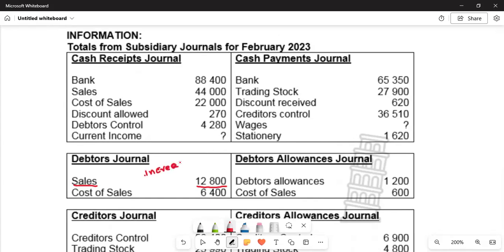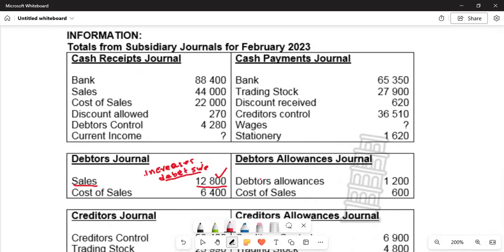It's going to increase what? Debit side. Like we have said, debit side increases about what they owe us. So they owe the business this much because they were sold goods on credit by 12,800. It means you're going to record it under debtors control on the debit side. Take note of that. That is 12,800.